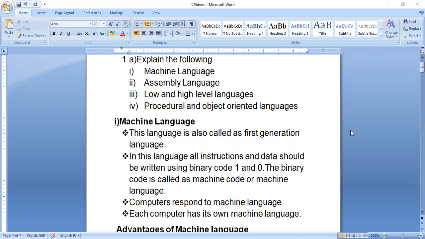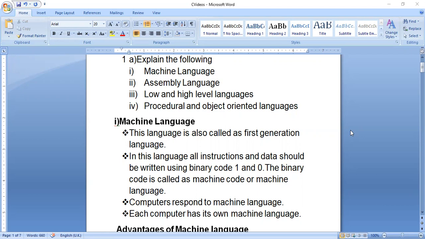In that question, they have asked machine language, assembly language, low and high level languages, procedural and object language. These four questions we have to answer. First one, machine language. You can go one by one. So explain the following: machine language, assembly language, low and high level languages, procedural and object-oriented language.